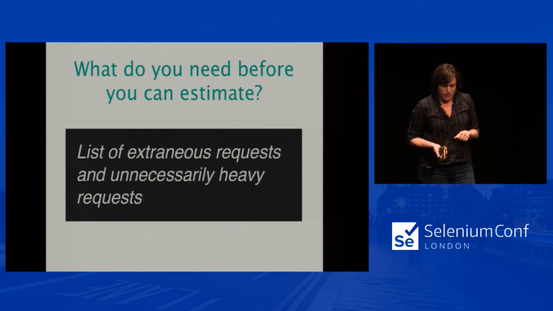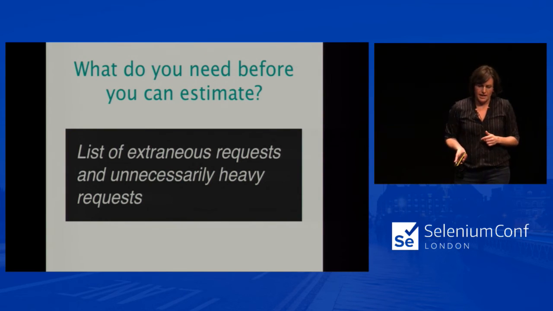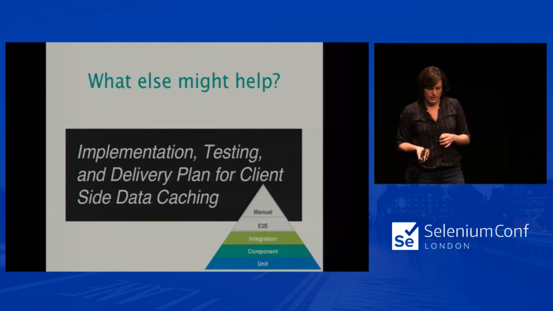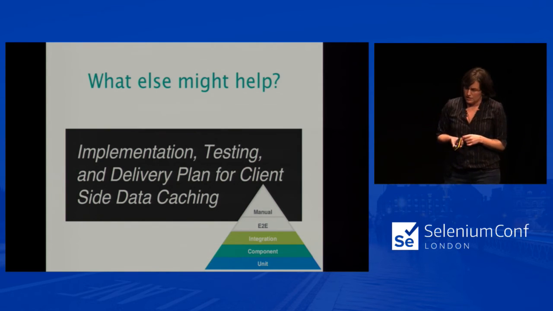So what do you need before you can estimate? Well, we need the list of extraneous requests and the unnecessarily heavy requests so that we know how to move forward and create work for this fix. So what else might help? So what else can we fix that's contributing to the poor performance from data management?